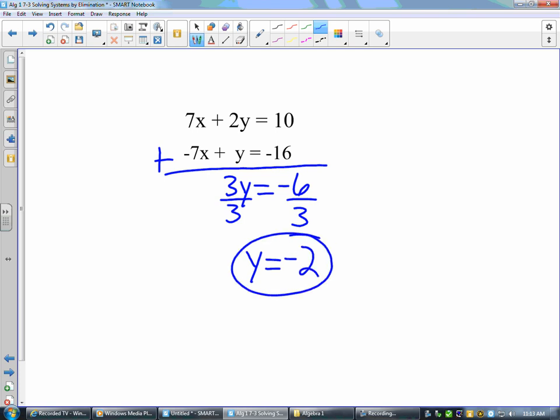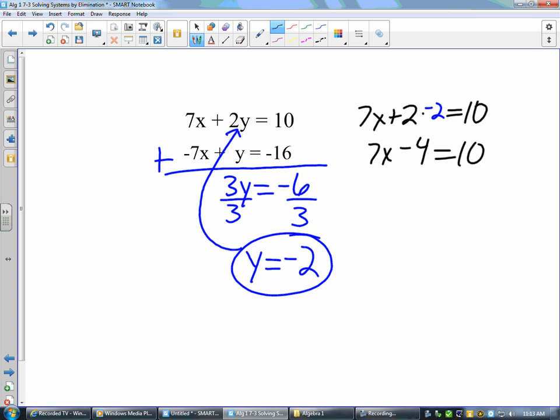Once I know one of them, I can put it back into one of these two equations. Does it have to be the top one? No, it can be any one you pick. I like positive, so I'm going to go with the top one. So 7x plus 2 times, and we know that y is a negative 2, equals 10. 2 times a negative 2 is a minus 4. So 7x minus 4 equals 10. Plus 4 to both sides. We're left with 7x equals 14. Divide by 7, divide by 7. You get x equals 2.